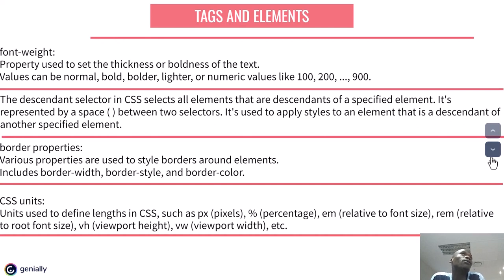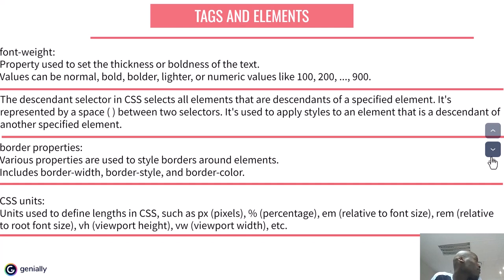Just forget the tags and elements. I forgot to write properties. So we have font weight. The font weight property is used to set the thickness or boldness of the text. Remember, in CSS we work with properties, and then we fill them with values, right? Values can be normal, bold, bolder, lighter, or numeric values like 100, 200, 900, with 100 being the lightest and 900 being the heaviest.